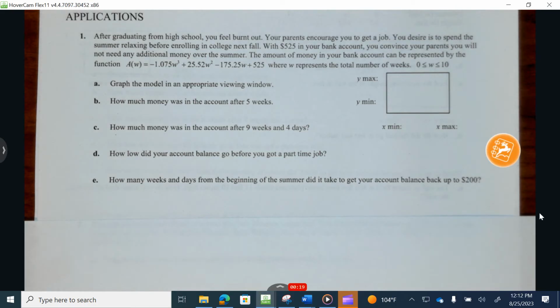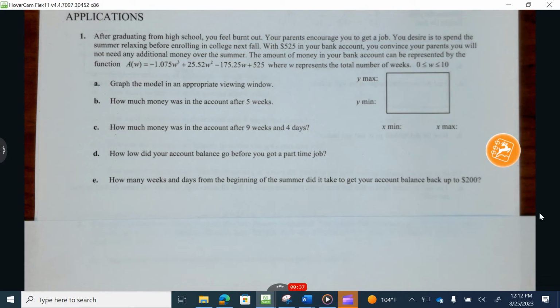After graduating from high school, you feel burnt out. Your parents encourage you to get a job. You desire to spend the summer relaxing before enrolling in college next year. With $525 in your bank account, you convince your parents you will not need any additional money over the summer.